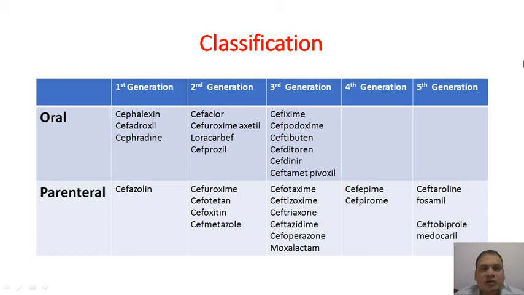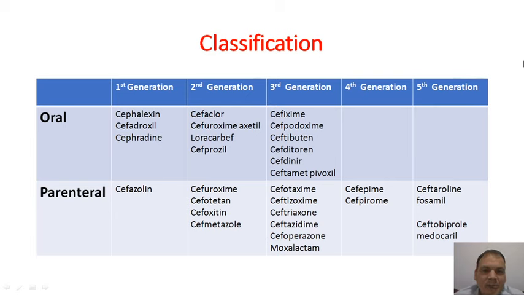And in the parenteral, we have cefuroxime, cefotetan, cefoxitin, and cefmetazole. I will repeat it again. Under the second generation, among oral, we have cefaclor, cefuroxime axetil, loracarbef, and cefprozil. Under the same generation, among the parenteral, we have cefuroxime, cefotetan, cefoxitin, and cefmetazole. Let's try to remember the names. I know it's a little difficult when you are hearing these names for the first time.